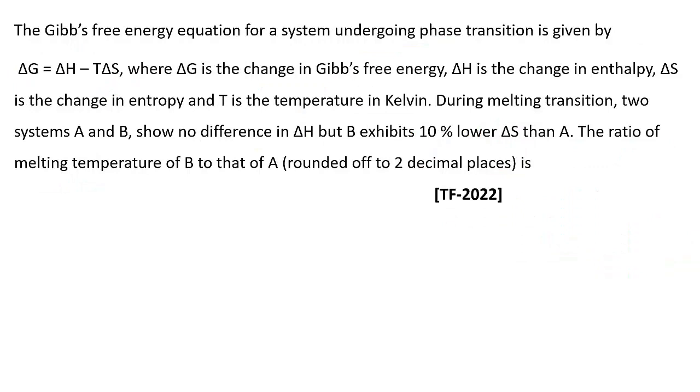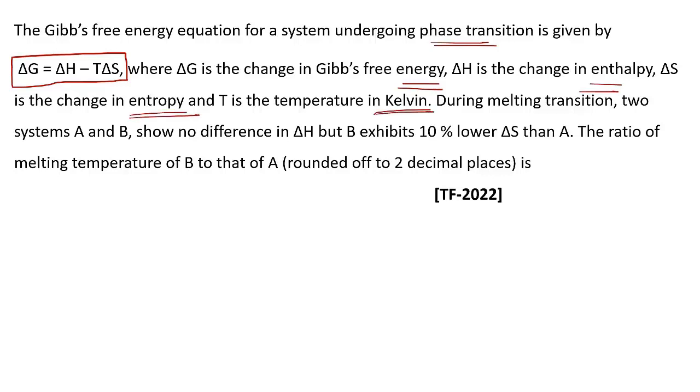It is also a 2 mark question. It is a numerical type of question. In this question, it is said that the Gibbs free energy equation for a system undergoing phase transition is given as delta G is equal to delta H minus T delta S, where delta G is the change in Gibbs free energy, delta H is the change in enthalpy, delta S is the change in entropy, and T is the temperature in Kelvin.